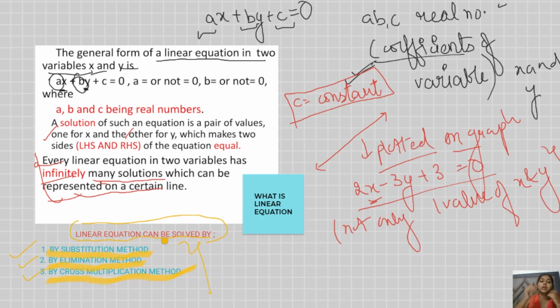Now the question is: if in the exams it is not mentioned whether you have to solve by substitution, elimination, or cross multiplication, then what do you have to do? You can solve it by any way. If it is not mentioned which method to use to solve the linear equation, you can just solve it by any way.